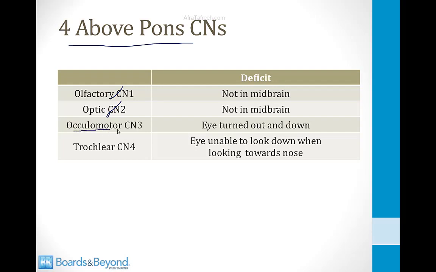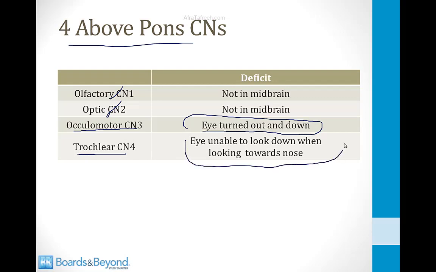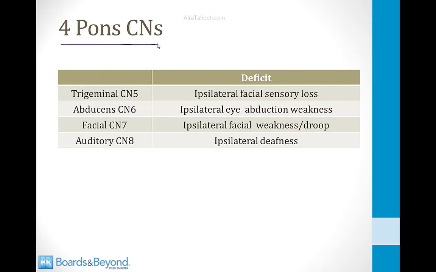So oculomotor nerve damage, cranial nerve 3, gives you an eye that's turned down and out. And when you see that, they're describing cranial nerve 3 involvement. The trochlear nerve, cranial nerve 4, gives you an eye that's unable to look down when looking towards the nose. And so if you see this, they are describing cranial nerve 4. The rule of fours also says there's 4 cranial nerves in the pons.